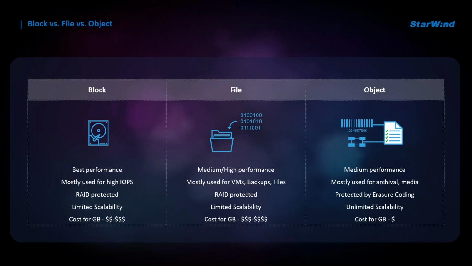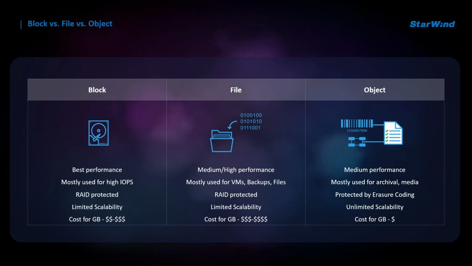File level has medium or high performance, depending on the protocol you're using, like NFS 3, NFS 4, or SMB, to SMB Direct. It can deliver high performance with multi-threading. It's mostly used nowadays as VM storage, backup storage, and just simple file storage. It is also usually RAID protected, thus we have limited scalability. The cost here will also vary from hundreds to $1,000.